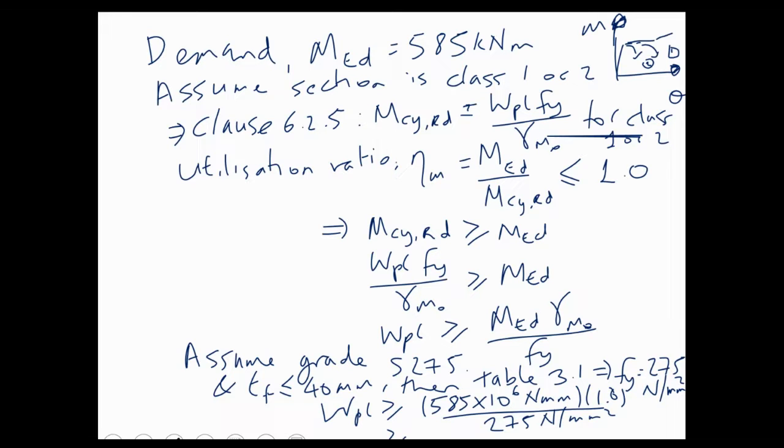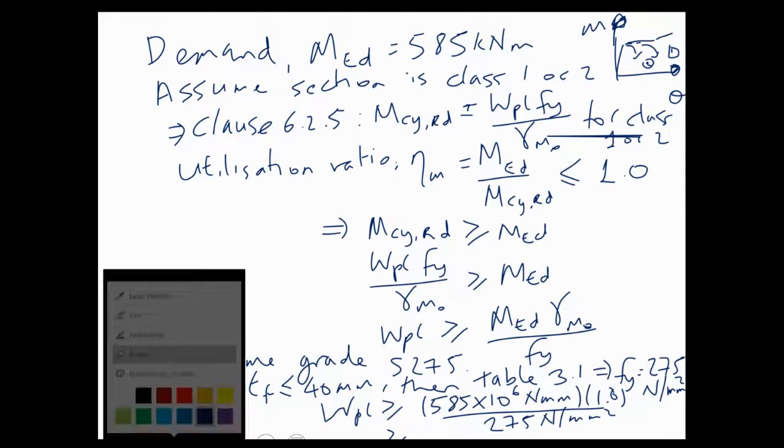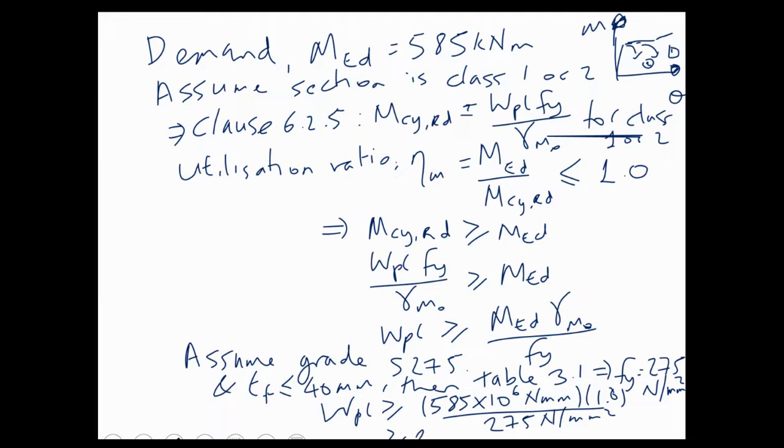Okay. So I don't know if someone has a calculator there, you can tell me what the answer is. 585 by 10 to the power 6 divided by 275. It's 2.34. Go again. 585 divided by 275. Okay, so 585 divided by 275, I've got 2.127 by 10 to the power 6.